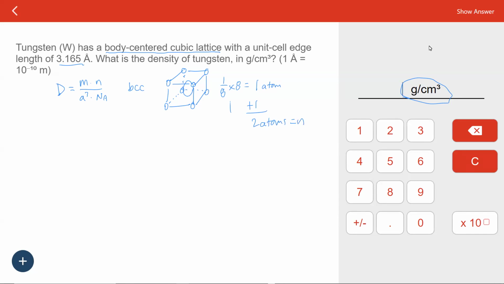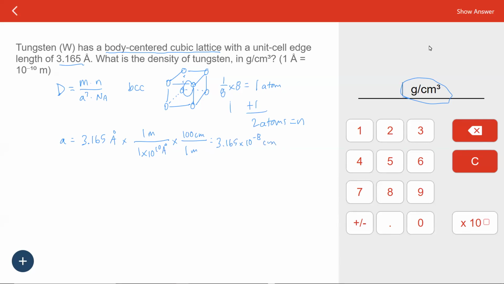Next thing is I want to get edge length in centimeters. It's in angstroms right now. So I am told that 1 times 10 to the 10th angstroms is 1 meter. And then I want to go from 1 meter to 100 centimeters. Don't forget to convert to centimeters. This is 3.165 times 10 to the minus 8 centimeters.